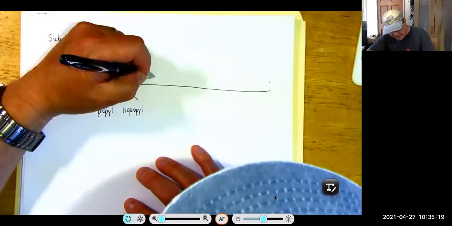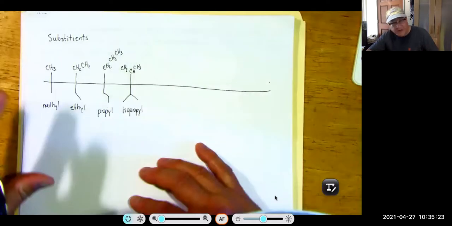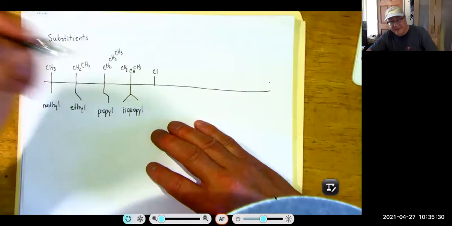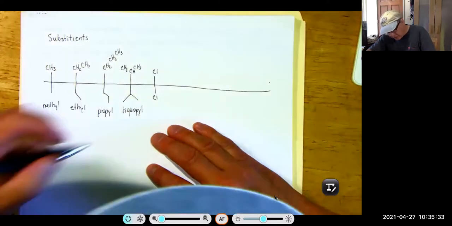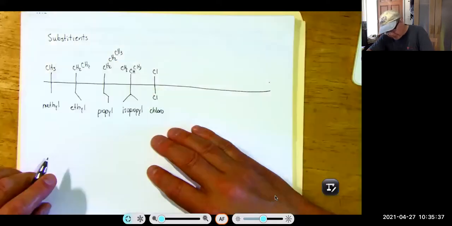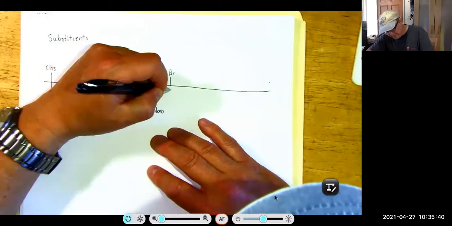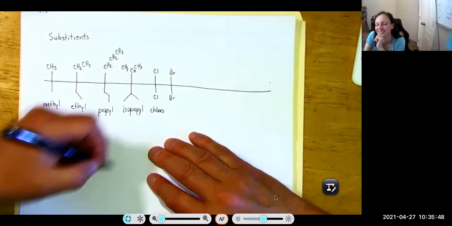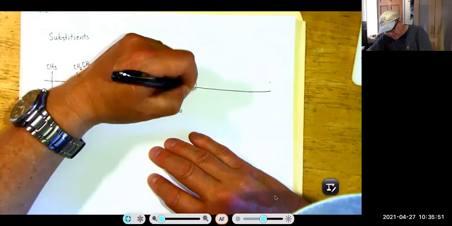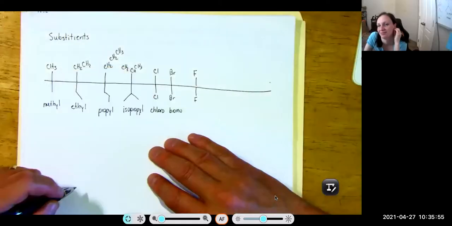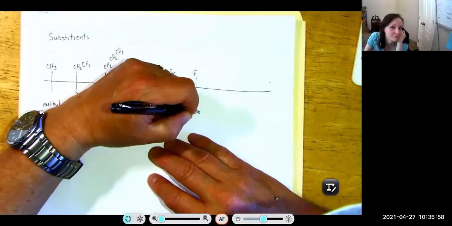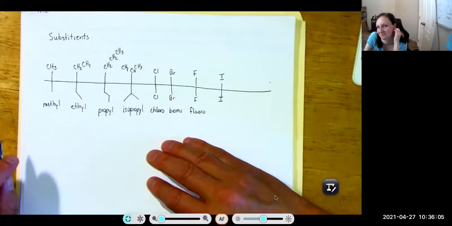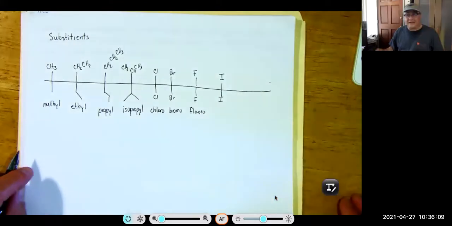We'll not worry about any more of those, but there's a few others that you need to know. If you have this, which in a line drawing looks like this because you have to show the chlorine, it's called a chloro. What do you think this would be called? Bromo. What would this be called? Fluoro. What would this be called? It's iodo.